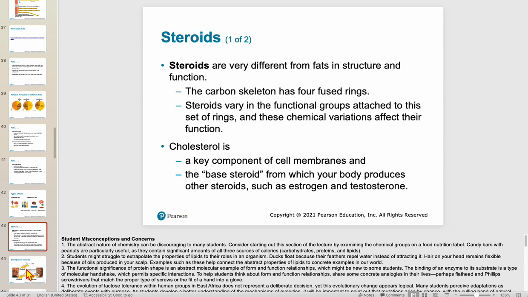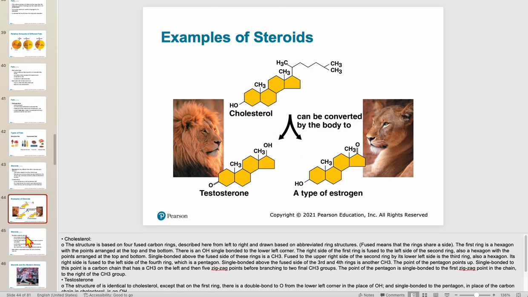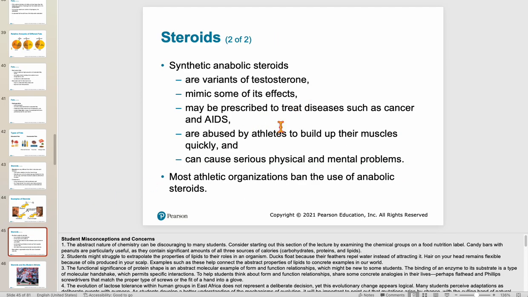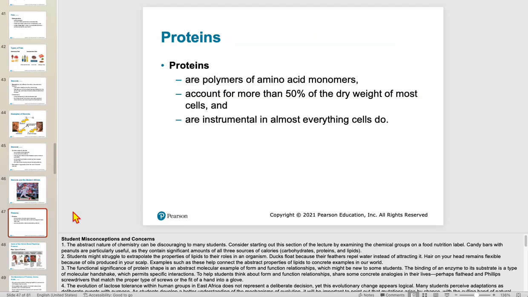Now the next slide really says it best, and that's this picture here. The top shows you what cholesterol looks like. Notice it has the ring structure because it's a steroid, and it has four interlocking rings. And you can see testosterone and estrogen having the steroid building blocks, the four interlocking rings. Okay, next slide. I don't care about this one. Don't care about that. Now we have the next type of macromolecule or nutrient, which are proteins.